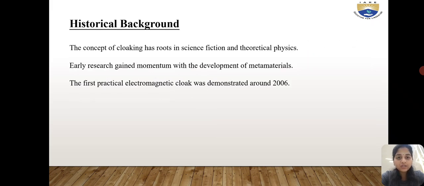Historical background. The concept of cloaking has roots in science fiction and theoretical physics. Early research gained momentum with the development of metamaterials. The first practical electromagnetic cloak was demonstrated around 2006.